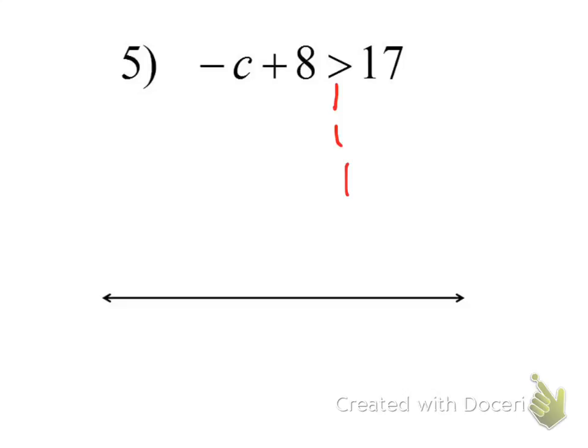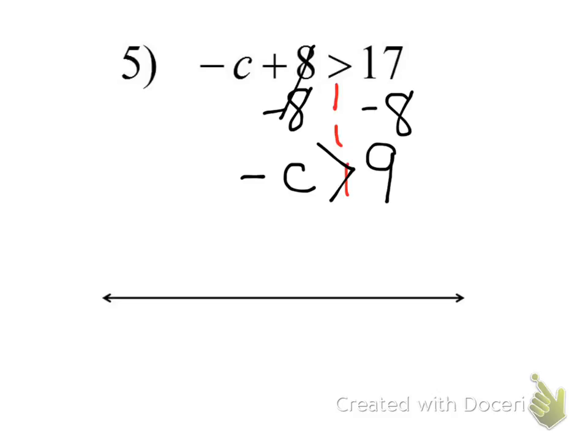Alright, what first? Subtract 8. Yes, we want to undo addition and subtraction first. So I have negative c is greater than 9. Okay, what next? Divide by what? Negative 1. Yes, when I divide by a negative, I feel something happening in my brain. Yeah, that's when you have to flip. So c now is less than negative 9.